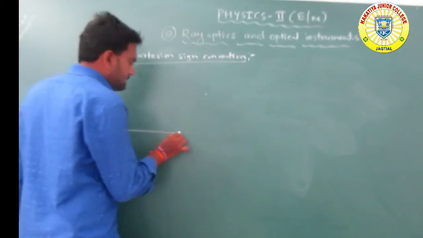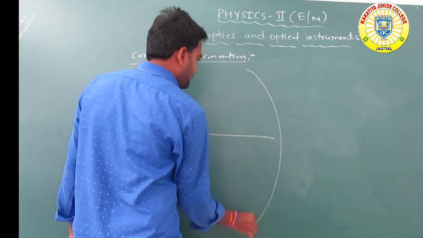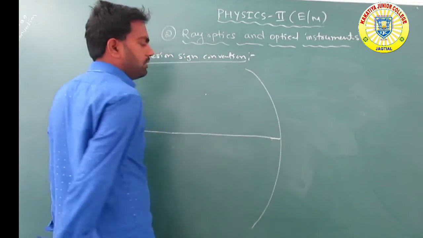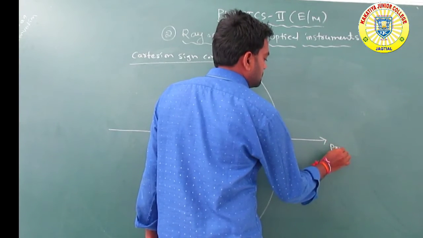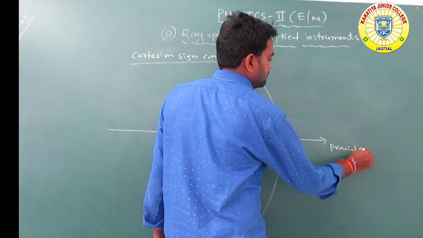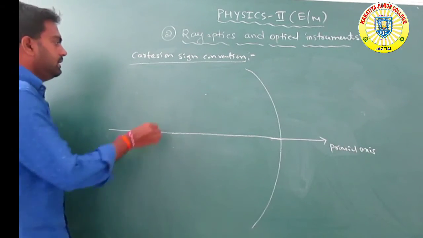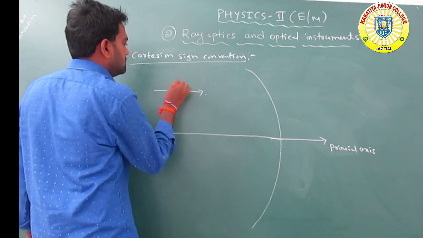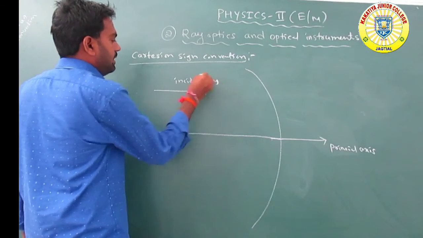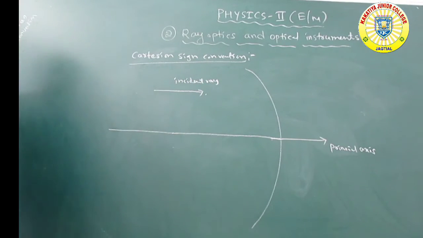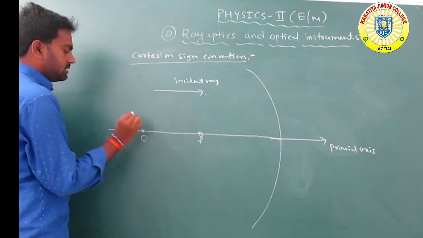This is called the principal axis of the mirror. So we are taking the mirror, the principal focus, and the principal axis. Now we take the incident ray.